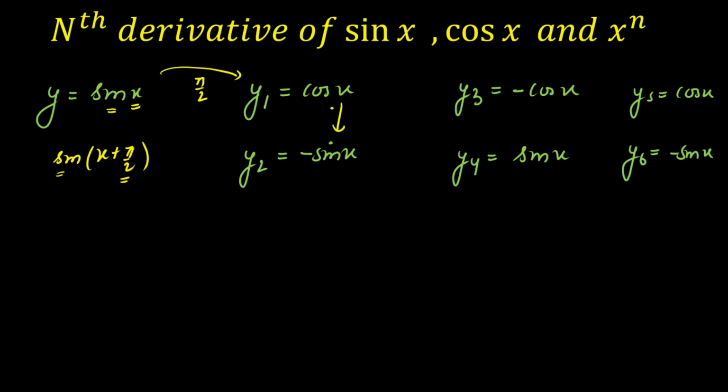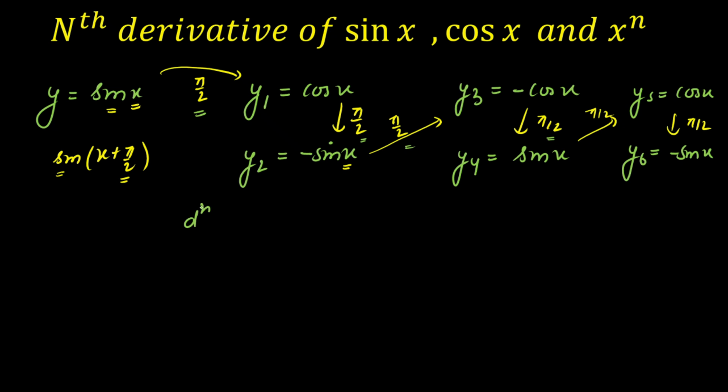Similarly, if we differentiate again, we are adding pi by 2 in the angle. If I add pi by 2 in the angle, we'll get cos of x plus pi by 2, that is minus sin of x. Now again, if I differentiate this, I'm adding pi by 2 in the angle, that is x plus pi by 2 in sin of x, which gives minus cos of x. This cycle goes on. If I'm differentiating sin of x n times, I have to add pi by 2 n times, because for a single derivative I am adding pi by 2, again pi by 2, every time pi by 2.